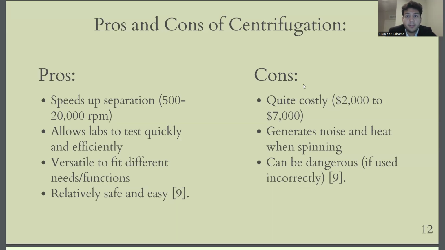So what are some pros and cons in regards to centrifugation? In regards to the pros, as I mentioned before, one of the biggest advantages of centrifugation is the ability to speed up these separation processes. As I mentioned, these machines allow the separation of substances to occur much faster than what happens naturally due to gravity. Note that centrifuge machines commonly operate at speeds between 500 to 20,000 rotations per minute, or RPMs. This is incredibly helpful in lab settings where tests need to be run quickly and efficiently, often many at a time.